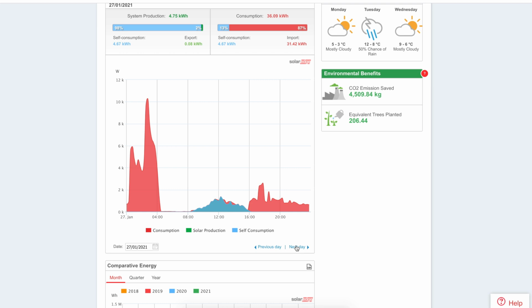27th, so 4.75 kilowatt hours of solar generation, not great. And then obviously pulling from around 4 o'clock from the grid all the way through to the next morning.